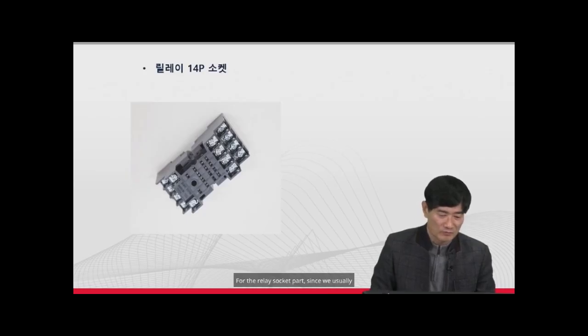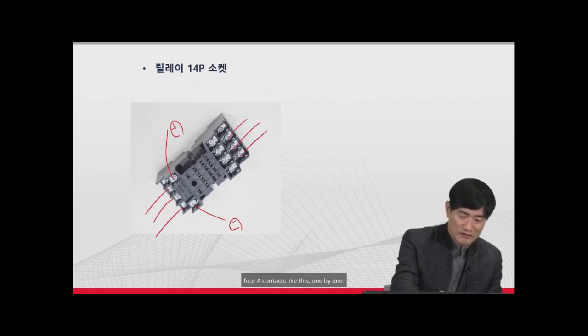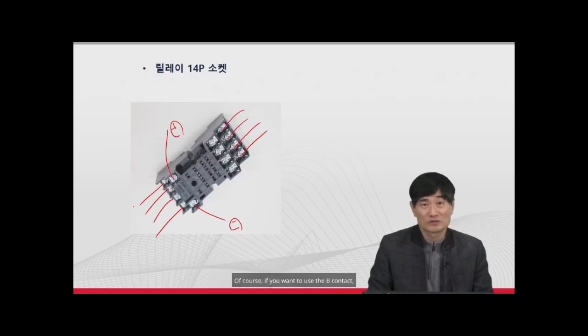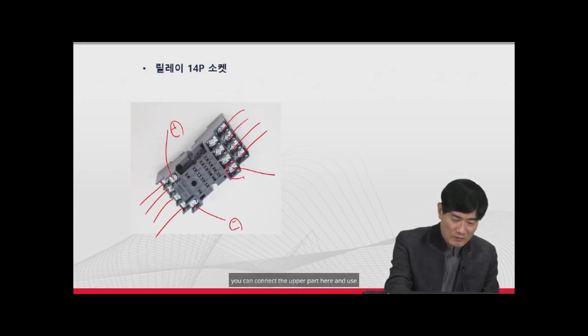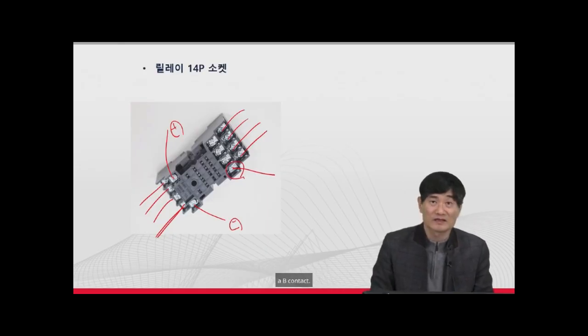For the relay socket part, since we usually use a 14-pin socket, you can connect the plus and minus power here and then use 4 A contacts like this, one by one. Of course, if you want to use the B contact, you can connect the upper part here and use the opposite side, allowing you to use it as a B contact. You can also see that there are 4 B contacts as well.